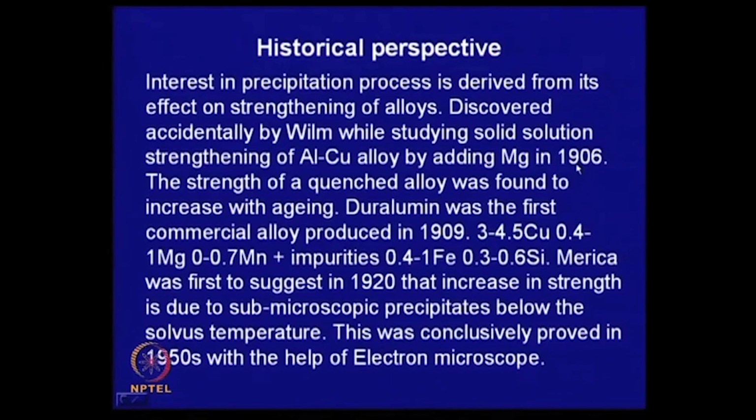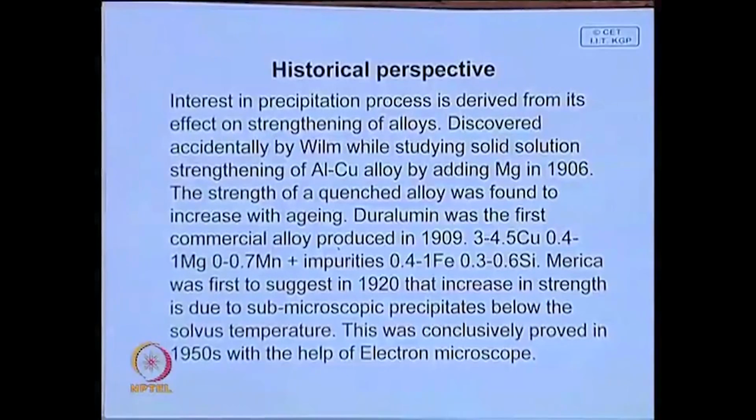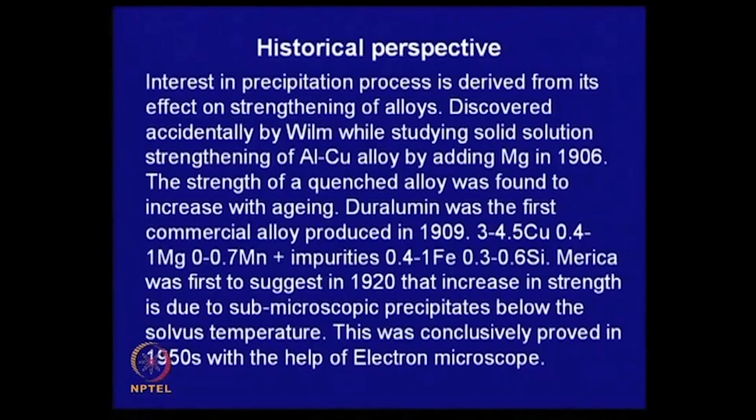In fact, aluminum was available in bulk towards the end of the 18th century, and during that time there was keen interest in developing aircraft. Aluminum happened to be a very light alloy, and it was thought that this could help in the design of a newer generation of aircraft. So, there was a lot of interest in improving the strength of aluminum alloy, and the process of strengthening that was known then was solid solution.